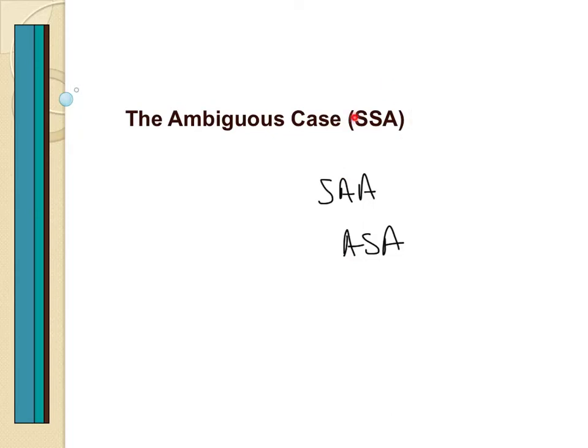In the ambiguous case, I'm going to have 2 sides and 1 angle. So there could be a slight variation and we can have different types of solutions. All right, so where is this coming from? Let me show you.